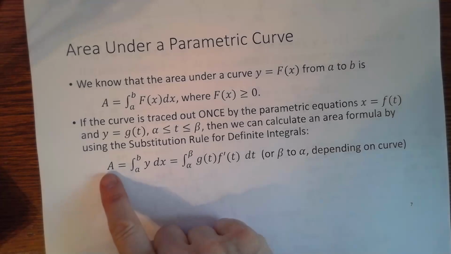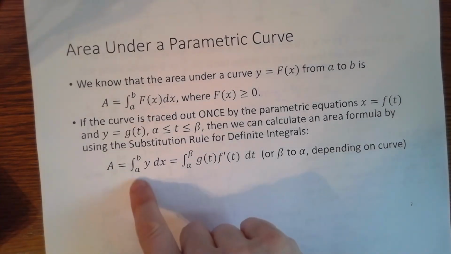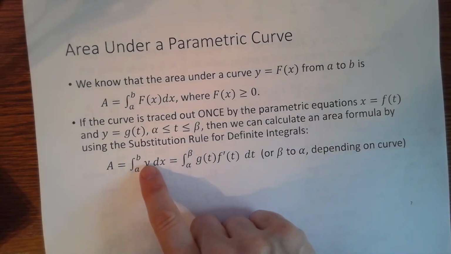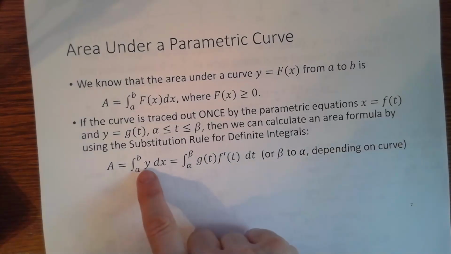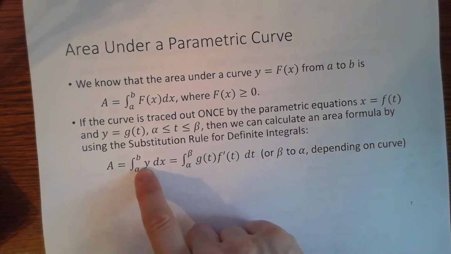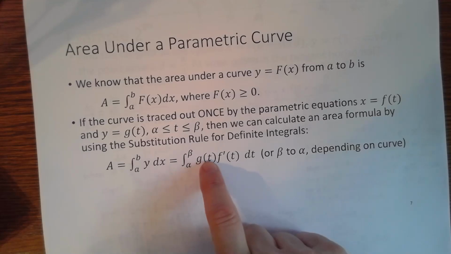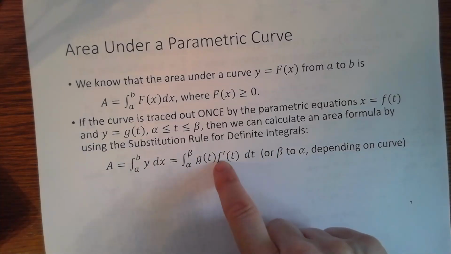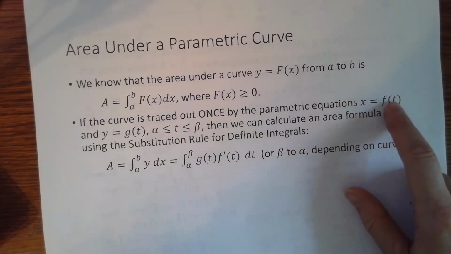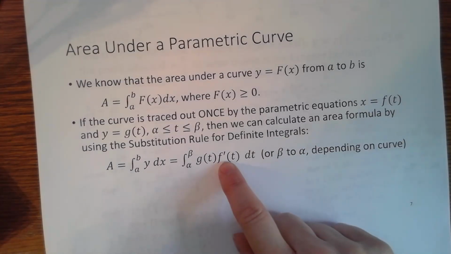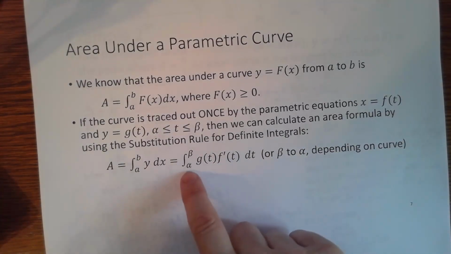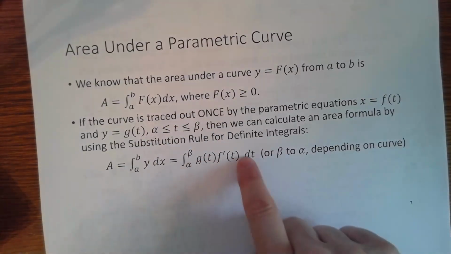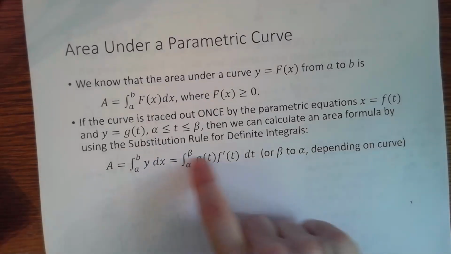using what we would expect to. We start with the area from a to b of y dx. So y is just another way to say f of x. But if we use the substitution rule, when we substitute for y, y is a function of t, so we're going to substitute that in there. And then dx, if we want to find dx, we've got to take the derivative of the x formula. And then we need to change the bounds to go from alpha to beta. So the bounds have to be in terms of t because everything is now written in terms of t.